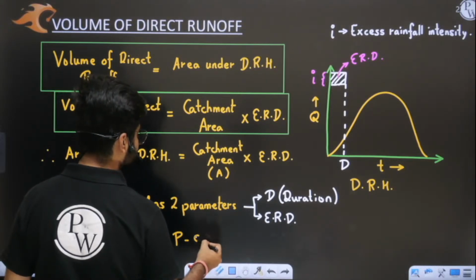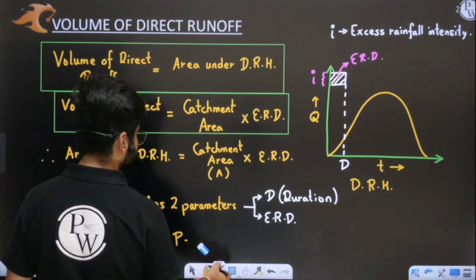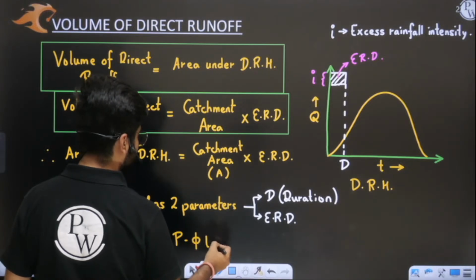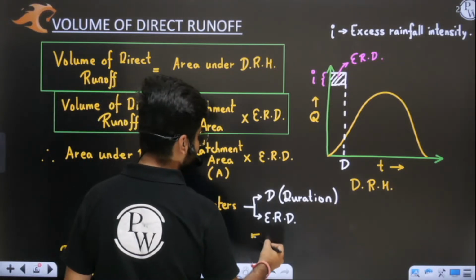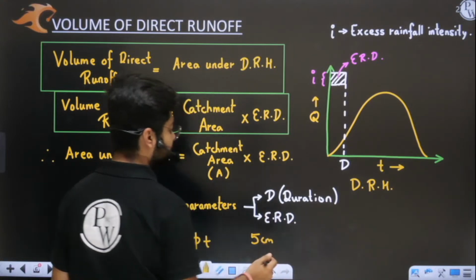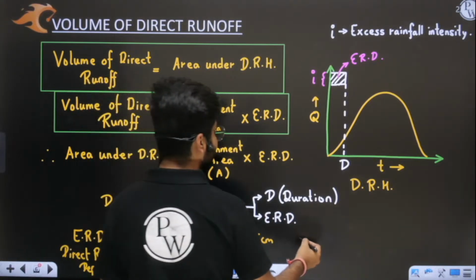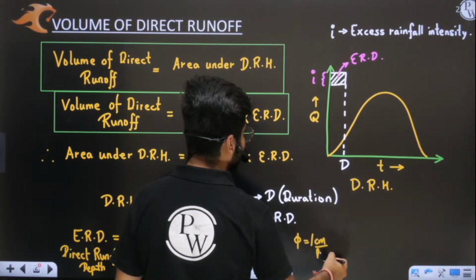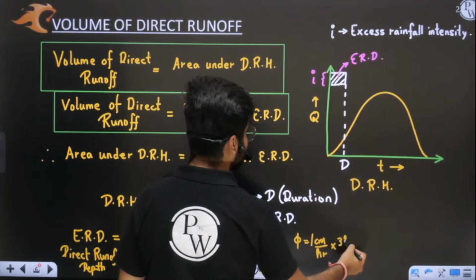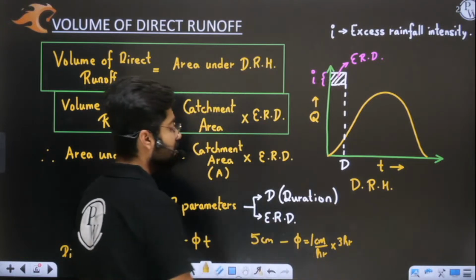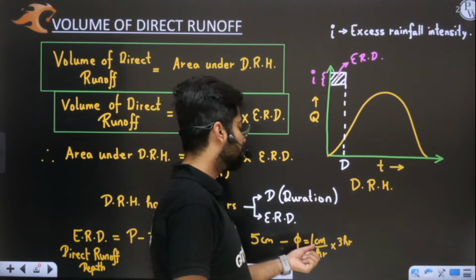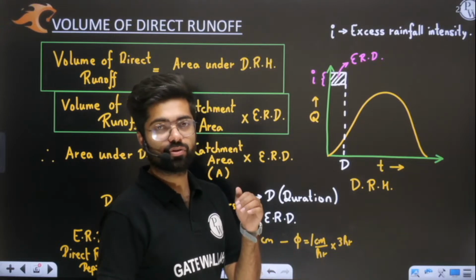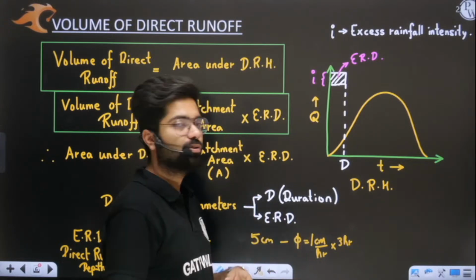Total infiltration is phi index into T. Let us suppose we have 5 centimeter of rainfall in the catchment. This is our total rainfall. Phi index is 1 centimeter per hour, and let us say rainfall has happened for 3 hours. So you need to understand, out of total 5 centimeter, 1 centimeter per hour water is going into the ground.